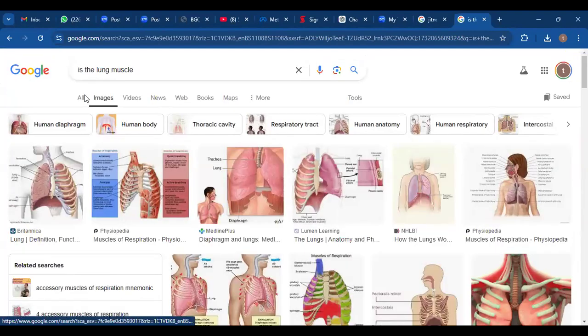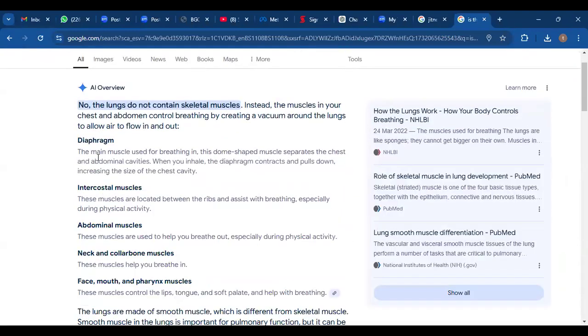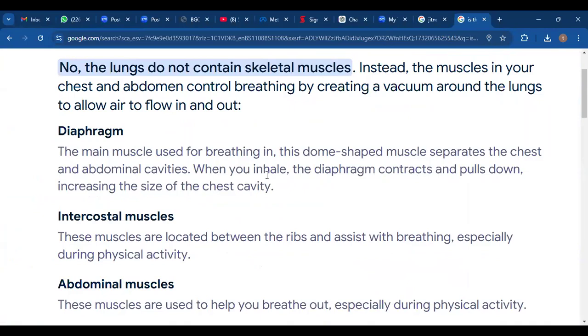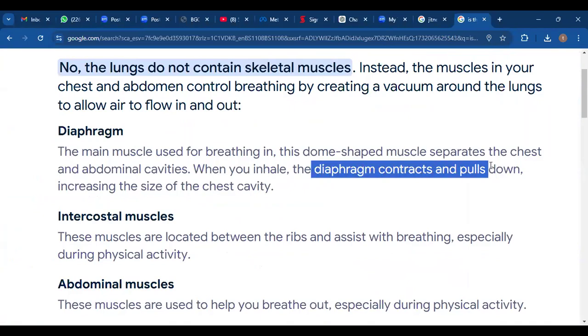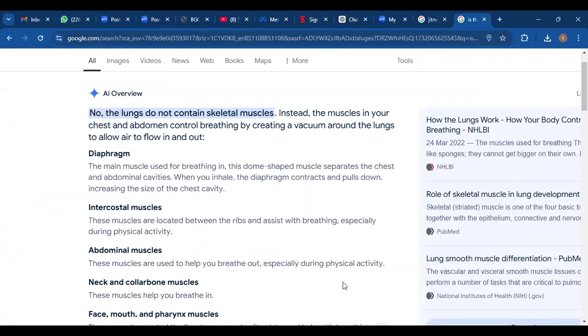Let's see what else they have to say. Is the lung a muscle? No. What does AI say? The main muscle used for breathing is the dome-shaped muscle that separates the chest and abdominal cavities. When you inhale, the diaphragm contracts, which means it pulls down, increasing the size of the chest cavity. And when you exhale, it relaxes and does the opposite. All right. Thank you. Good.